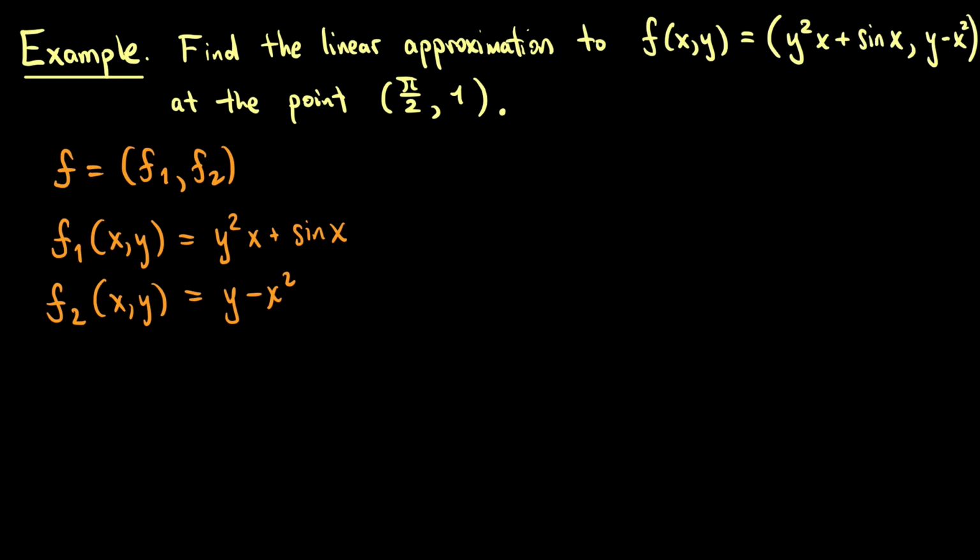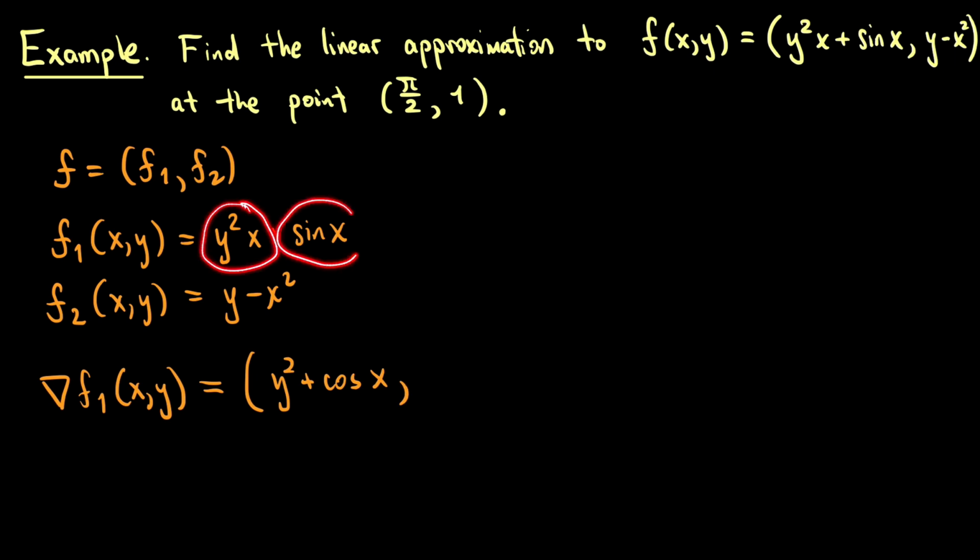Now I'm going to compute the gradient of f1 and the gradient of f2. So the gradient of f1 is, okay, I should compute the partial derivative with respect to x first. So I get y squared plus cosine x, because the derivative of this with respect to x is y squared, and the derivative of this is cosine x. And for the derivative with respect to y, I get 2xy, because the derivative of y squared is 2y, and x is just a constant we're imagining.